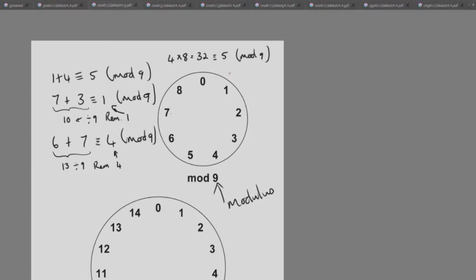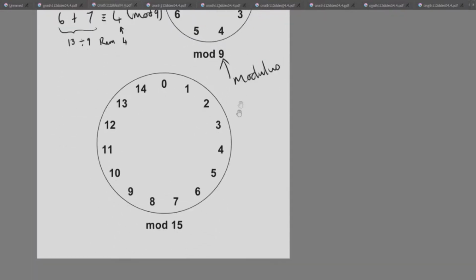Let's squeeze in one more here. Let's do 5 times 4. That'll give me a quantity of 20 in our normal counting system. There's no 20 here. If I've taken 20 steps from the start at 0, where would I end up? Well, 2 full loops would be 18, 2 left. So that's 2 mod 9.